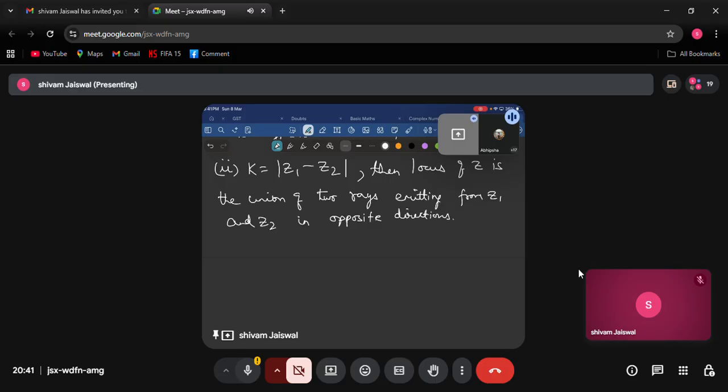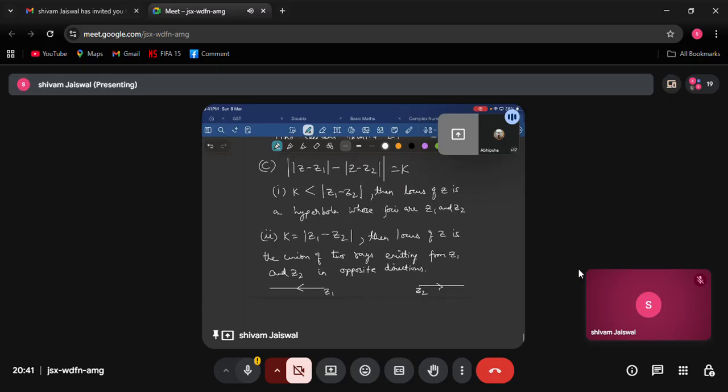Okay, like this. See, this is z1. Okay, and this is z2. So if z lies on any of these two line segments, mod of z minus z1 minus mod of z minus z2 will be equal to k. Like for example, let us say z lies over here. Can you people understand? Mod of z minus z1 minus mod of z minus z2 is equal to mod of z1 minus z2. Is it clear?